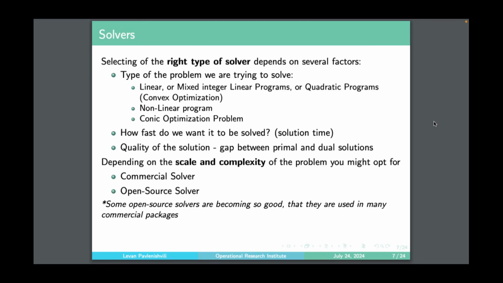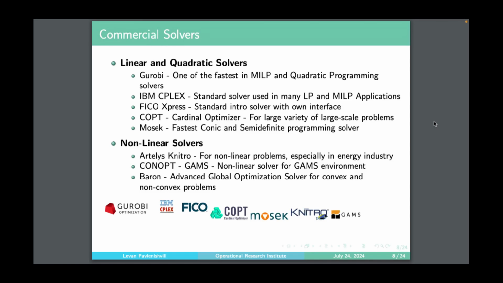So, depending on the scale and complexity of your problem, you might be using a commercial solver or an open source solver. Many of the open source solvers are now becoming so good that even some commercial packages are using those as well. I will give that example soon. For commercial solvers, there are several very good linear and quadratic solvers. Gurobi is considered to be the fastest solver for mixed integer linear programs, linear problems and quadratic problems.